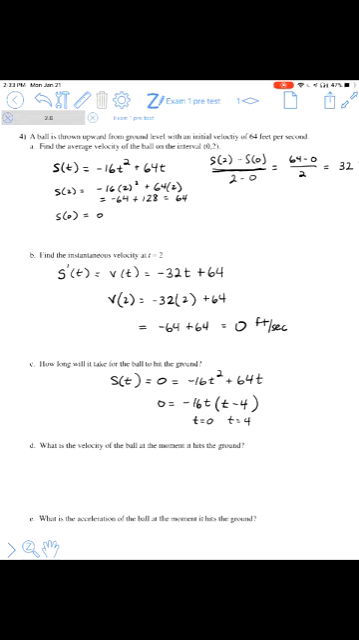These are time values, so these are seconds. Obviously t equals 0, 0 seconds, the ball's on the ground because that's where it started at time equals 0. We're going to use this answer. After 4 seconds, the ball is back on the ground.